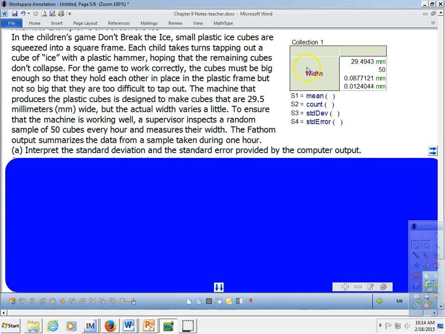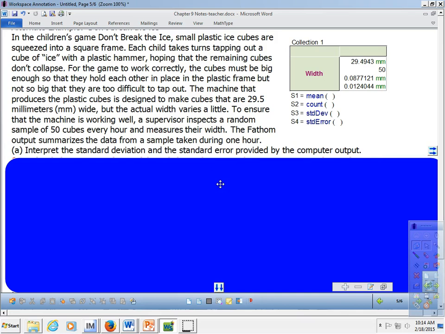And so what we're taking a look at is the width for the 50 cubes. The mean width is 29.4943. The count is that he checked 50 cubes. The standard deviation is 0.0877121, and the standard error is 0.0124044. Okay? If you take 0.0877121 and divide it by the square root of 50, you get exactly that standard error, 0.0124044.